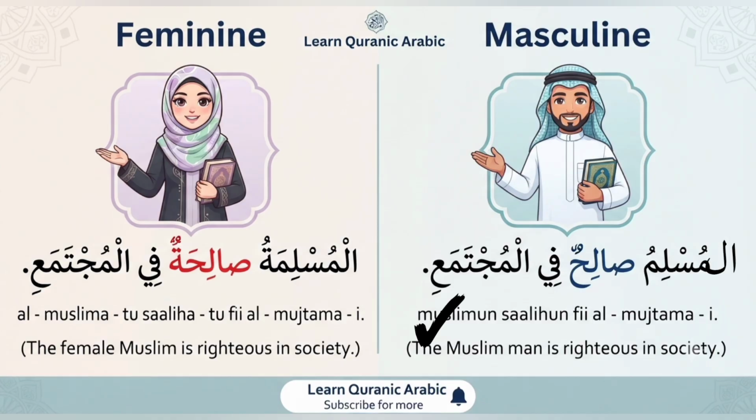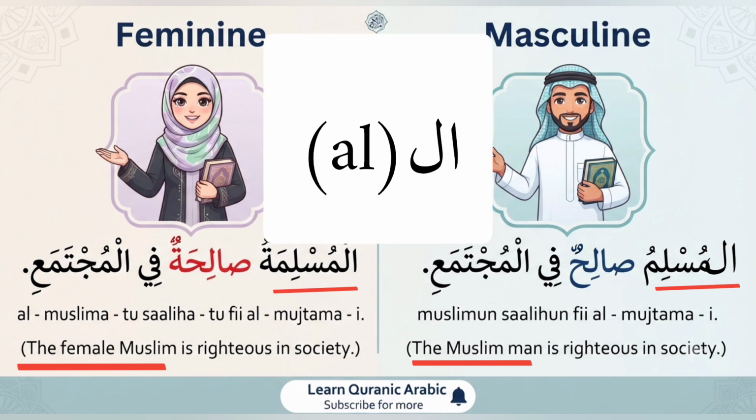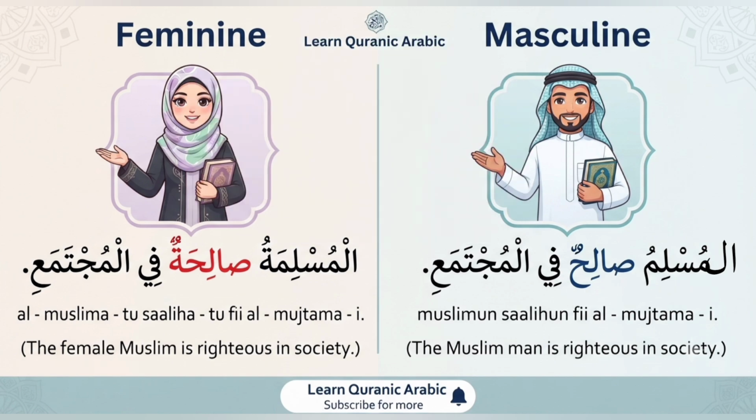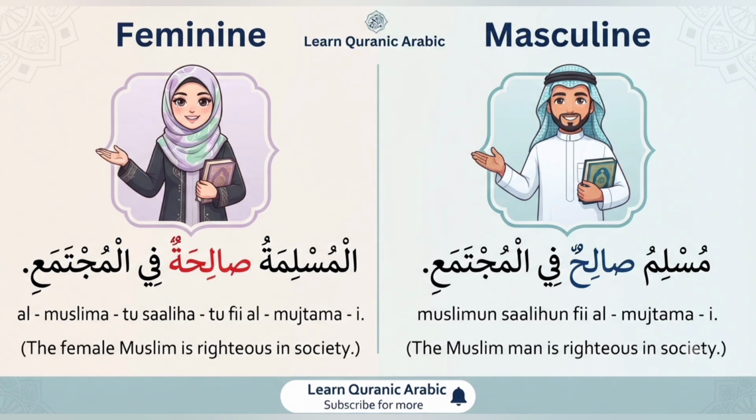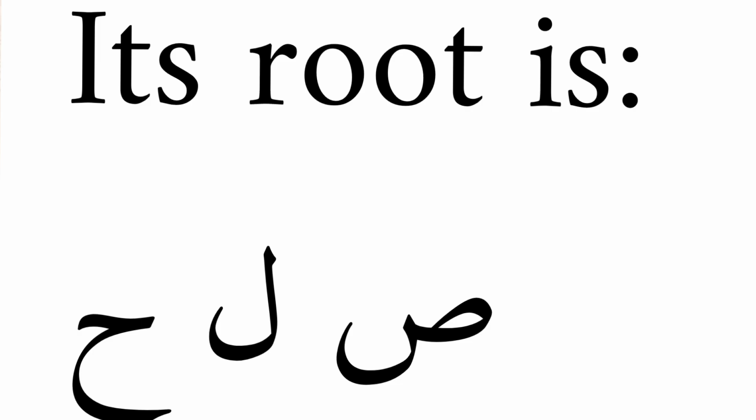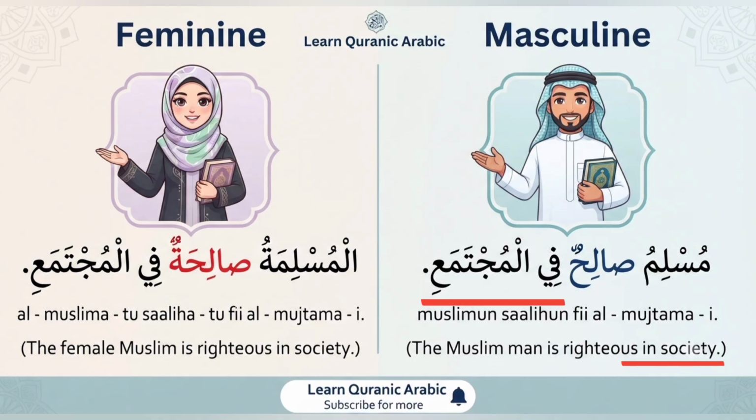المسلم صالح في المجتمع. The Muslim man is righteous in society. المسلمة صالحة في المجتمع. The female Muslim is righteous in society. المسلم and المسلمة are the subject of the sentence therefore taking definite article, al. صالح is the adjective made on the pattern fa'ilun, which is the predicate of the sentence therefore carrying tanween mark. Its root is صاد لام حاء. في المجتمع is a prepositional phrase and the part of the predicate.